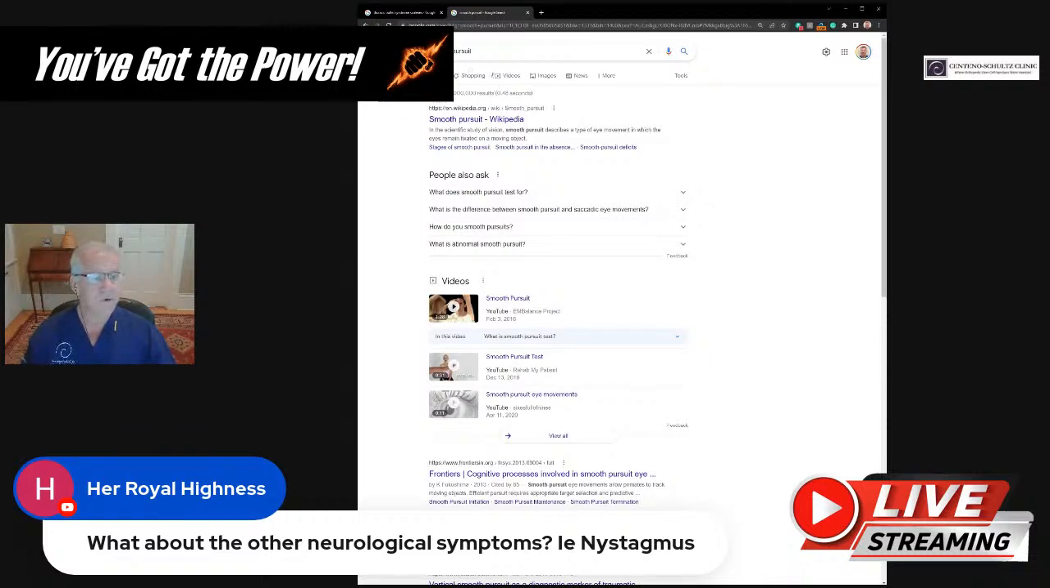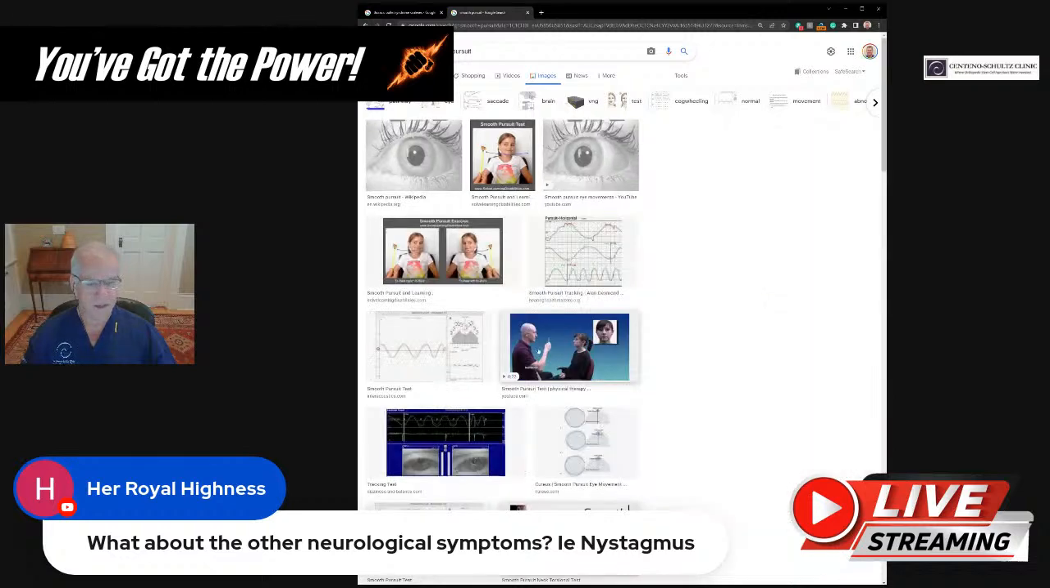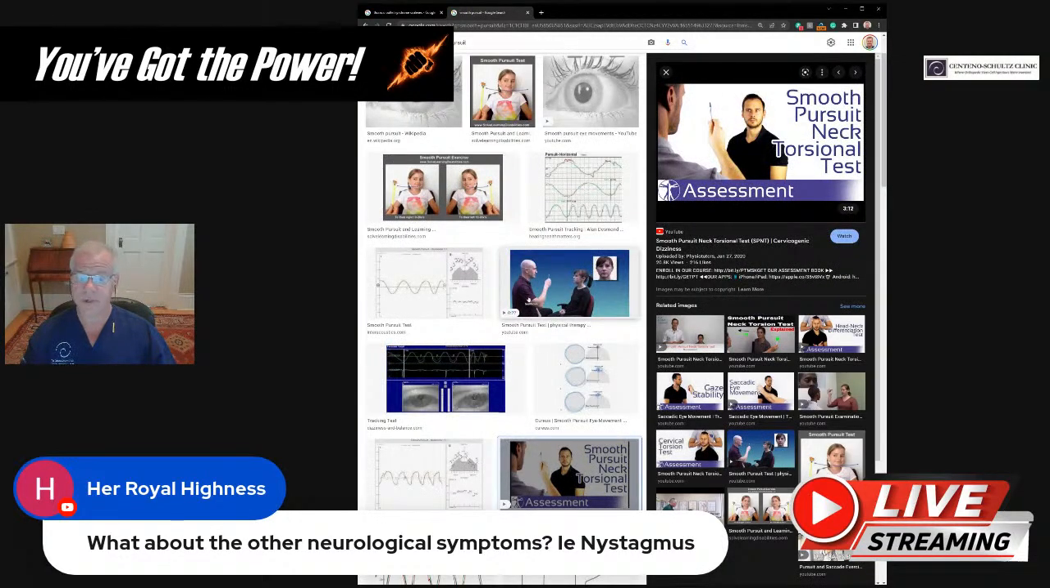Okay, so smooth pursuit. Let's see if we can see something that would give you a sense of what that is. Here's actually the one I was talking about, smooth pursuit neck torsion test. So smooth pursuit is where you're actually tracking an object across your visual field.